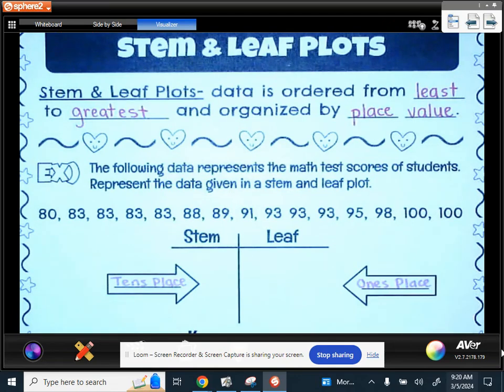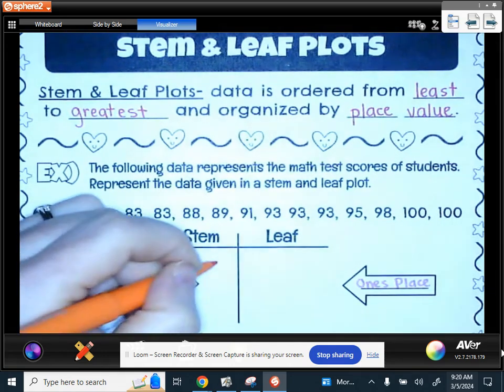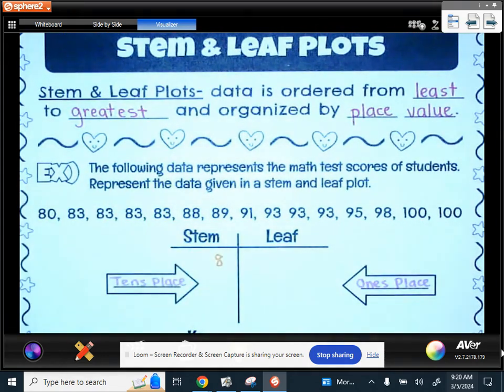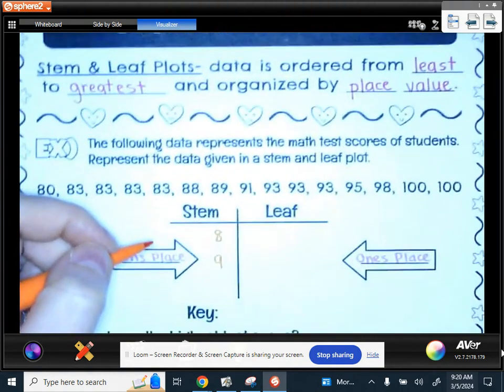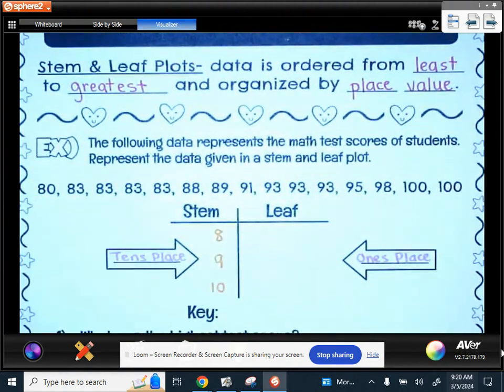When we look at our grades here, the lowest grades that we have are in the 80s, and the highest ones that we have are 100. So we just need to represent the tens place starting with the 80s. That would be an 8 in the tens place, and then a 9 for the 90s, and then a 10 for the 100s. Those are not data values. Those are just the tens that are going to go with our leaves on the other side.